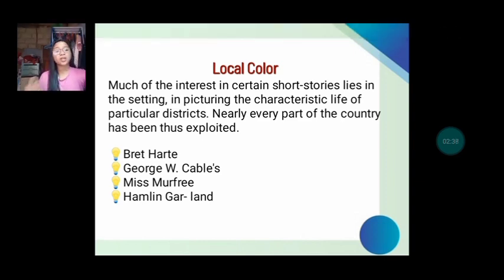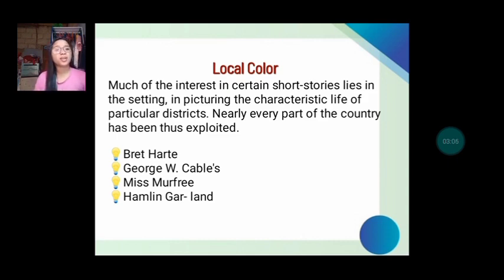Okay, when we talk about local color, it refers to the use of specific details, customs, and characteristics unique to a locality. Much of the interest in certain short stories lies in the setting, right? And in picturing the characteristic life of a particular district, nearly every part of the country having thus been exploited.